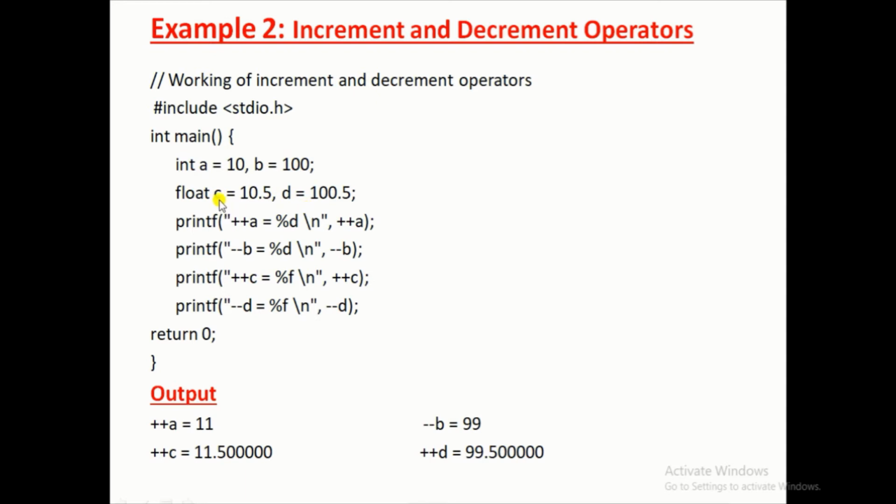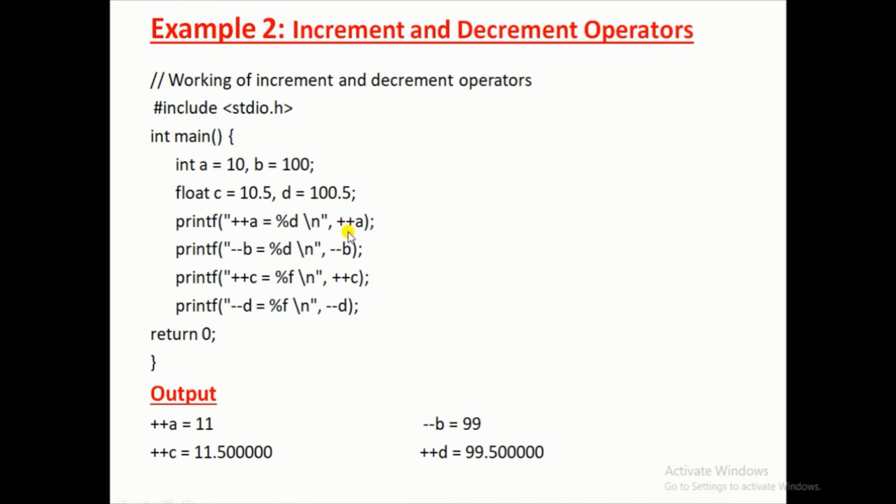Okay, so fraction type. We assign the value of c equals 10.5 and d equals 105, and we print 4 times to see how these operators work on these variables. At first we're doing increment, then decrement, and then increment and decrement. This operation is basically pre-increment. At first it increments the value, then prints the result.